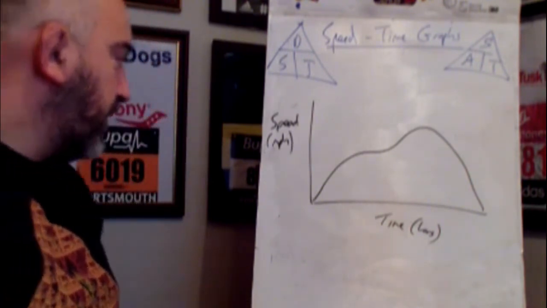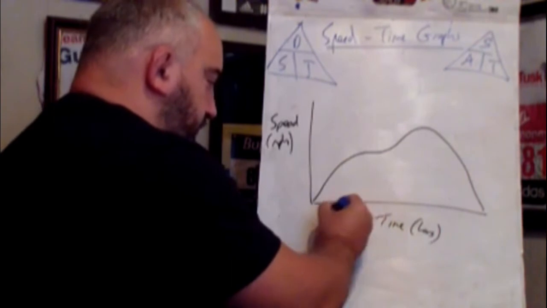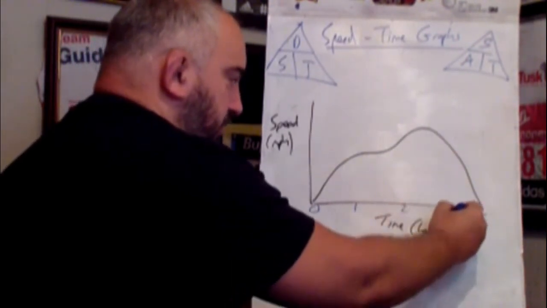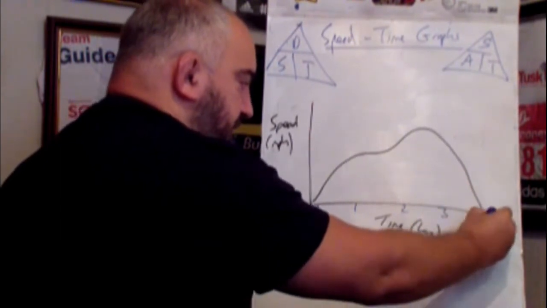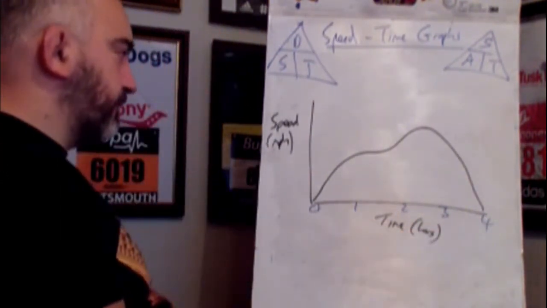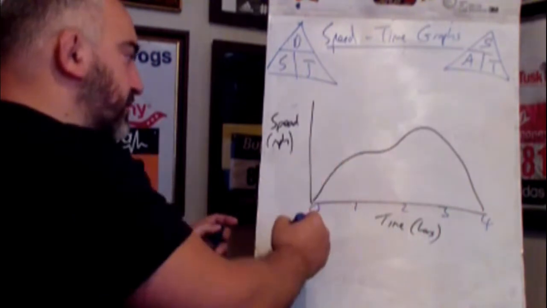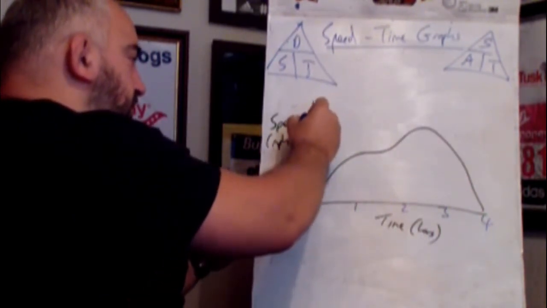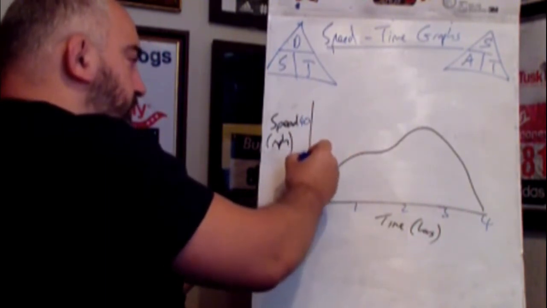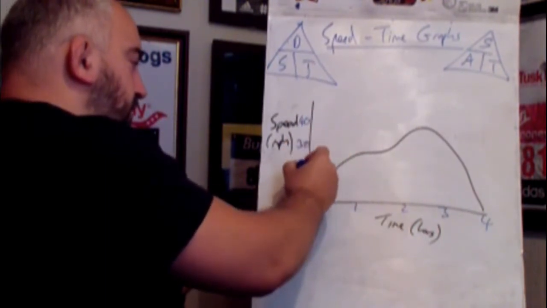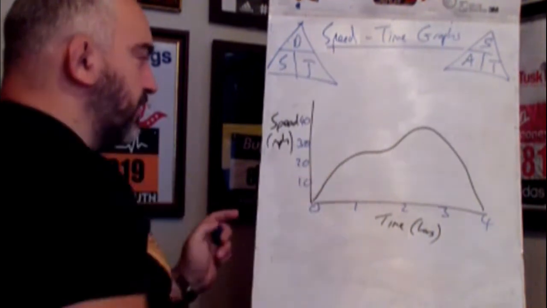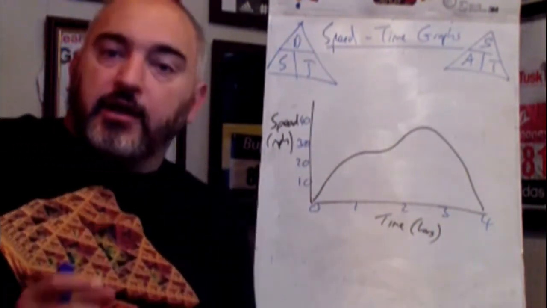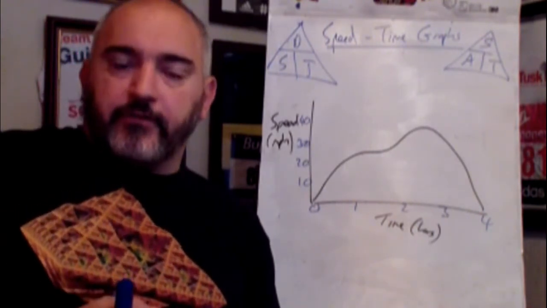So we'll label this up. So we've got 0, 1, 2, 3, let's say 4 hours there. We'll get the distances in place as well. So we'll call that a top speed of 40, 30, 20 and 10. In order to work out the distance travelled here, again, is the area under the curve.